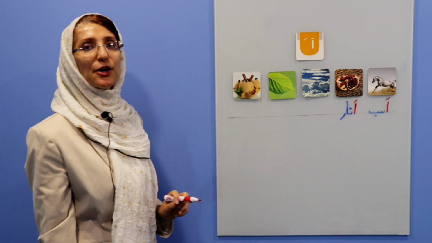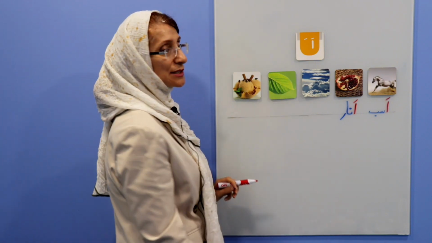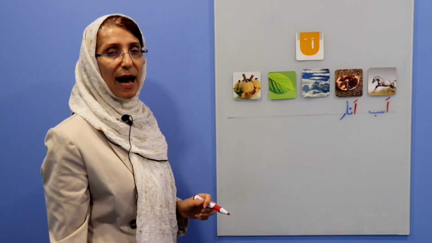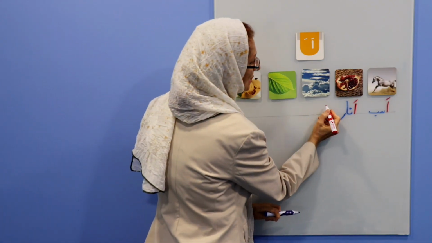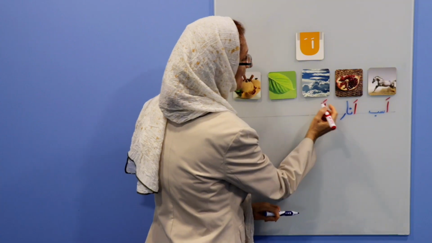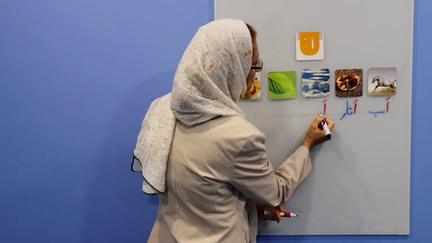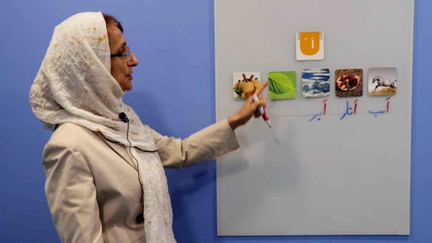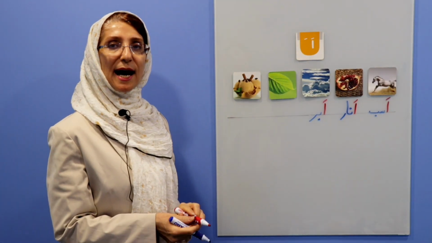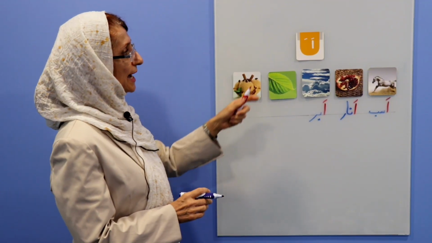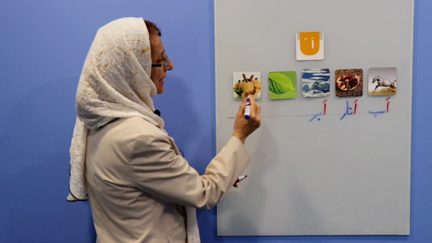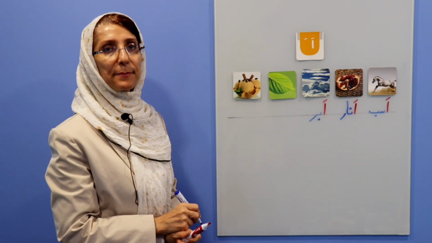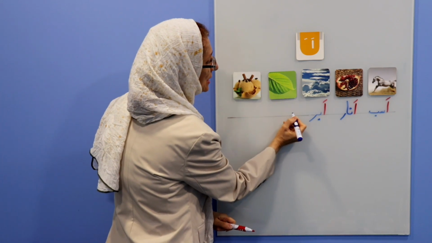Anar. And the word cloud in Persian is abr. Abr. You see, A أول in the word abr. A أول. But now this A non-initial or A غیر اول, you see in the word برگ. برگ is the leaf in Persian.